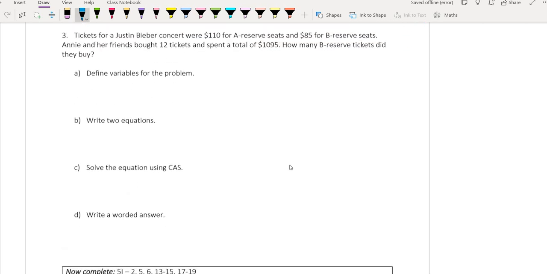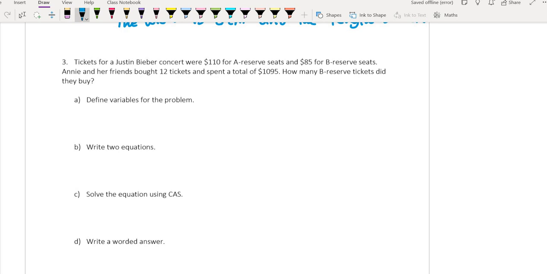Alright, final example of the day. We're buying some tickets for a JB concert, and we have A reserved seats and then B reserved seats and the prices for them. And then Annie and her friends bought 12 tickets and spent a total of this much. So starting with defining the variables. So let's do a for A reserved. And then b for B reserved. And we're writing two equations.